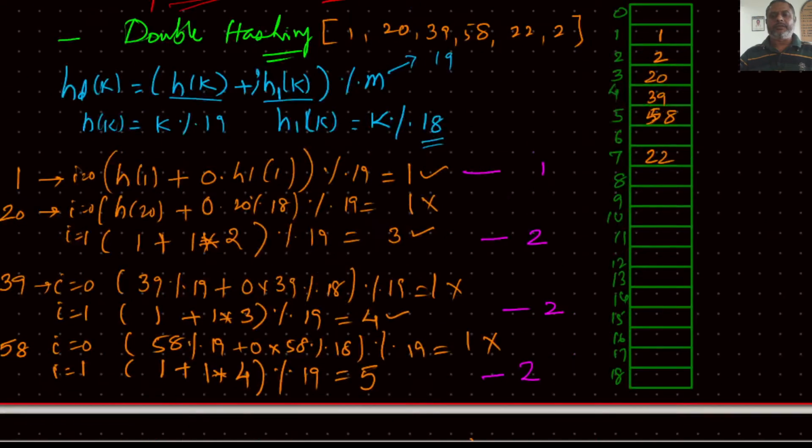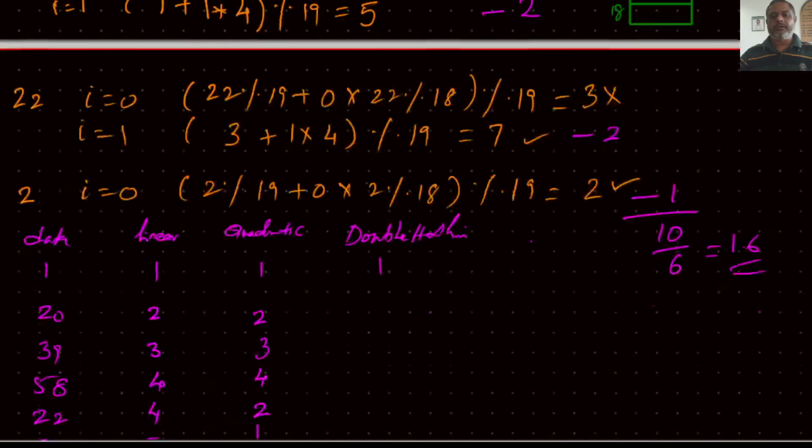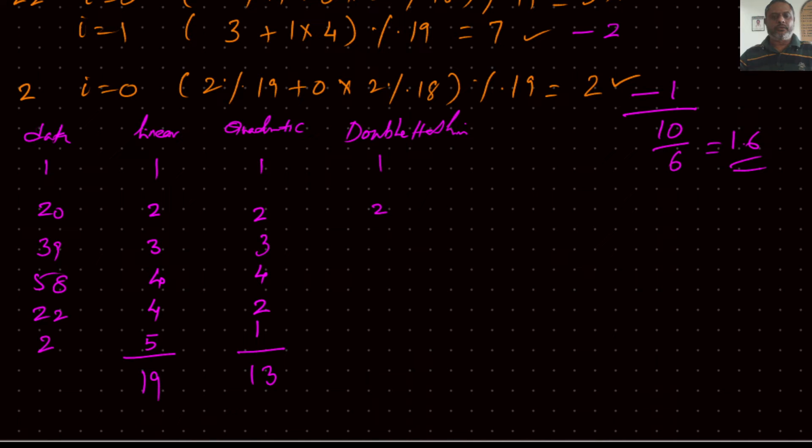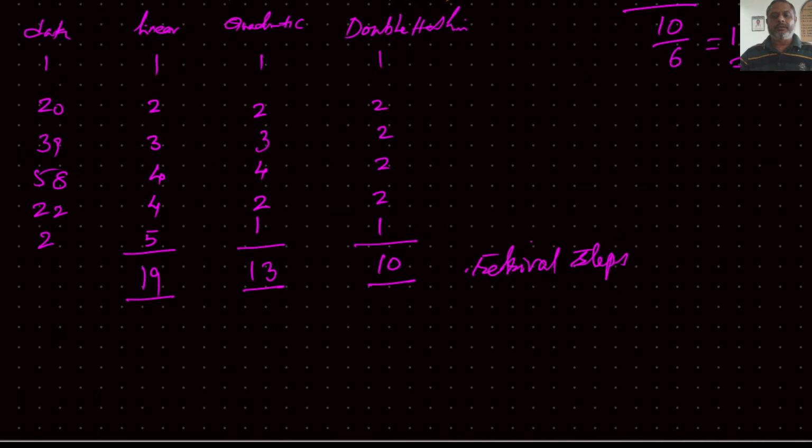Then for double hashing, it is 1, 2, 2, 2, 2, 1, and that makes 10. So that's 19, 13, 10 retrieval steps required for retrieving these values.